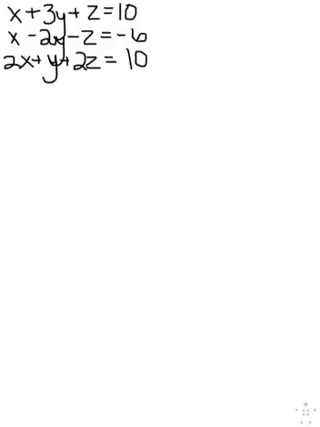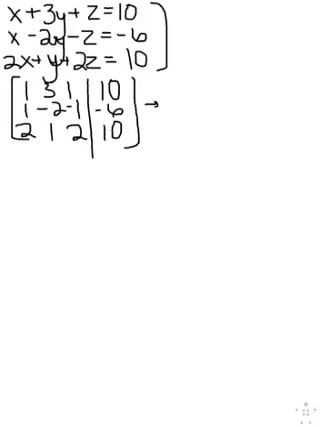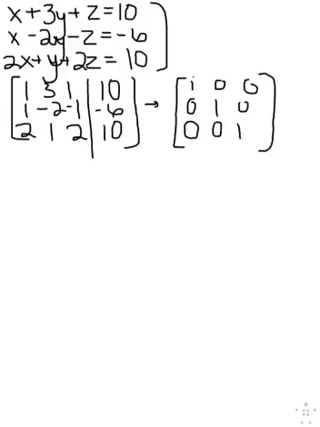Okay, so we are going to solve a system of linear equations by using row-reduced echelon form. First we want to turn this into a matrix by taking the coefficients. So it's 1, 3, 1, 10, 1, negative 2, negative 1, negative 6, and 2, 1, 2, 10. And we want the end product to be 1, 0, 0, 0, 1, 0, 0, 0, 1. So basically we want the constants to be 1. So x, y, and z.